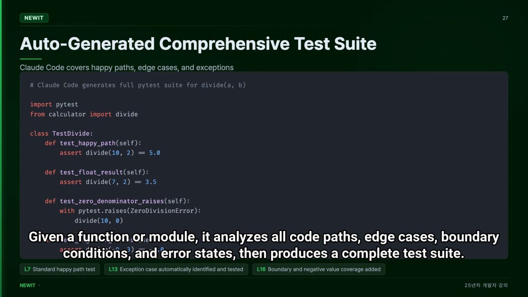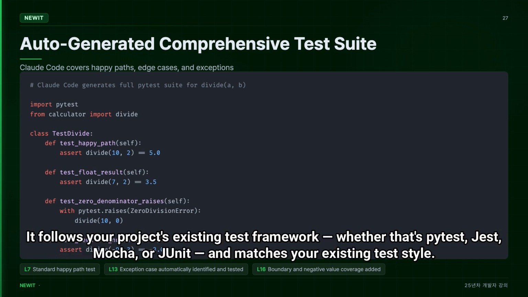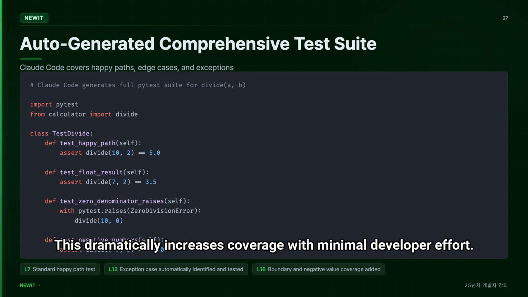complete test suite. Notice in this example how Claude Code generates not just the happy path test, but also tests for empty inputs, type errors, and exception handling. It follows your project's existing test framework, whether that's PyTest, Jest, Mocha, or JUnit, and matches your existing test style. This dramatically increases coverage with minimal developer effort.